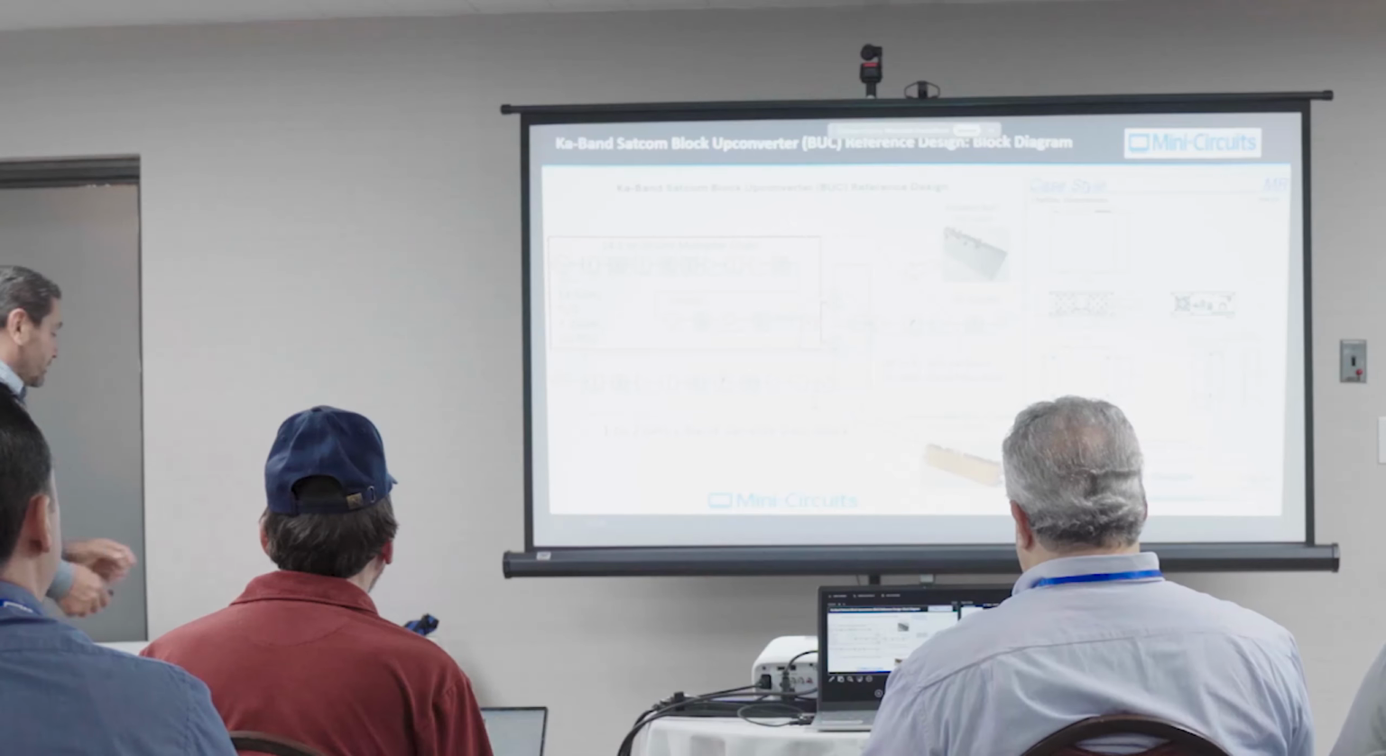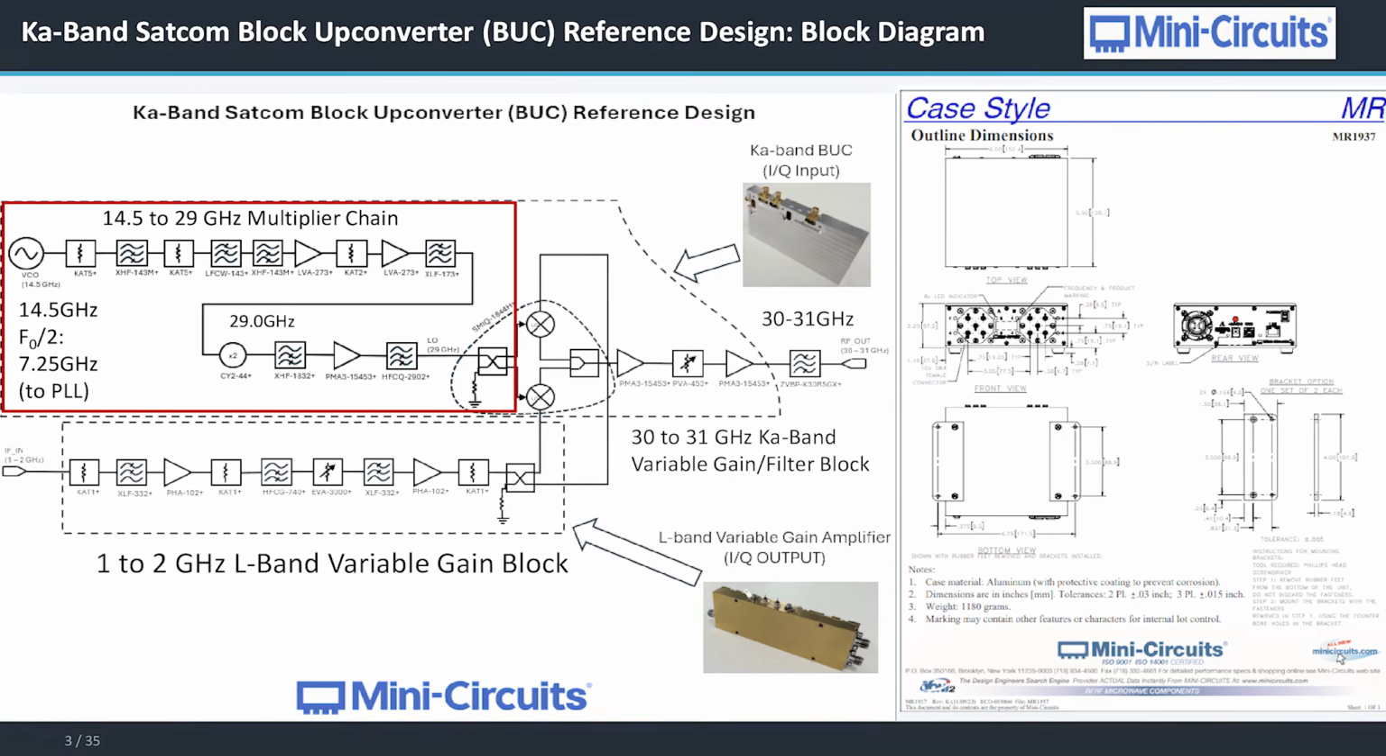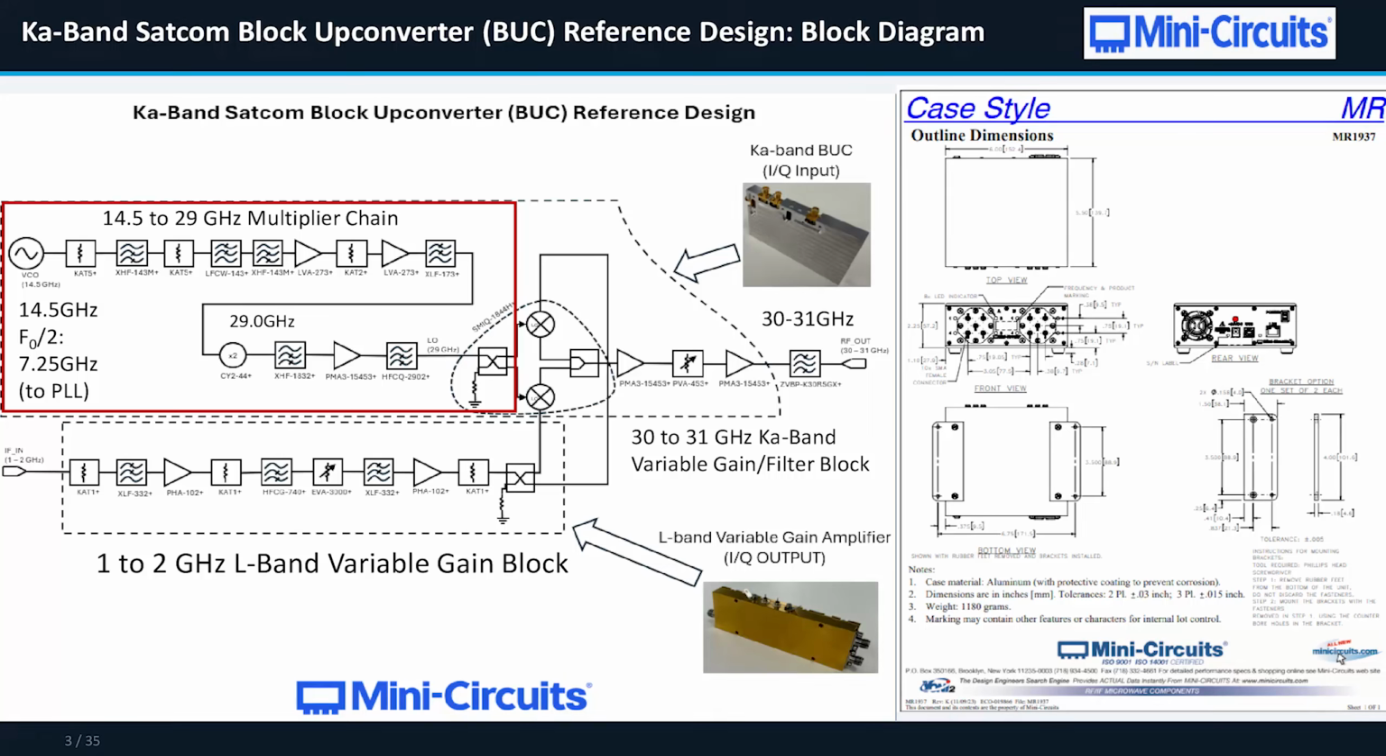So that's the block diagram. We have a high dynamic range L-band variable gain amplifier section that provides IQ inputs to our IQ upconverter. These are all Mini-Circuits parts, in case you're wondering. The output feeds a variable gain RF section, and then we have a cavity filter that filters out some of the spurious that we'll see. We're going to focus on this multiplier chain here. We have a 14.5 GHz VCO. It's a MMIC-based VCO. It happens to have a half frequency output. We send that down below to the loop. We lock our loop to the half frequency output.